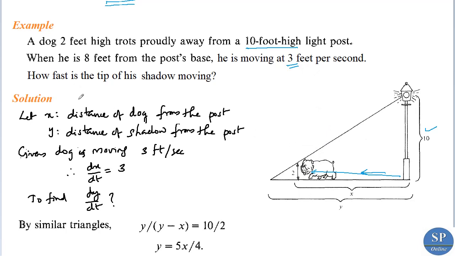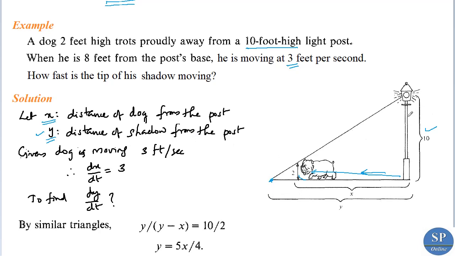Now we have to find how fast the tip of the shadow is moving. The tip of the dog's shadow will be here. For that, we can consider two variables x and y. Let x denote the distance of the dog from the post, that is, this is x. Second, let y denote the distance of the shadow tip from the post, that is, this length is y.